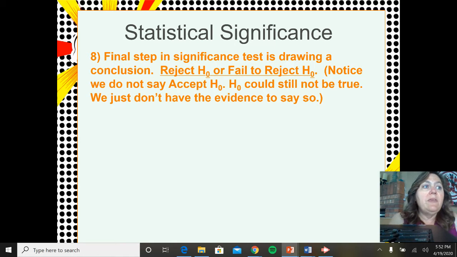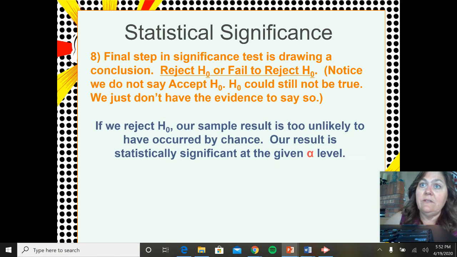Even if our alpha is 0.05 and we get a p-value of 0.06, that's still not very likely, right? But it's going to be greater than alpha, so we have to say we fail to reject. Since p equals 0.06 is greater than alpha, which equals 0.05, I fail to reject H0. It's just not statistically significant enough for me to reject it. We just don't have enough evidence to do it.